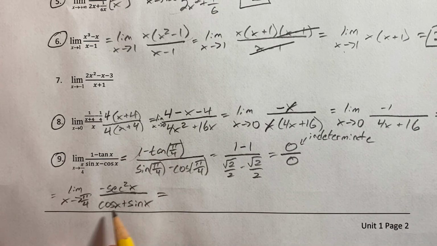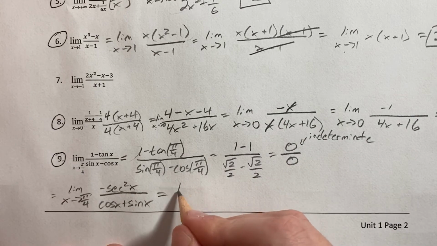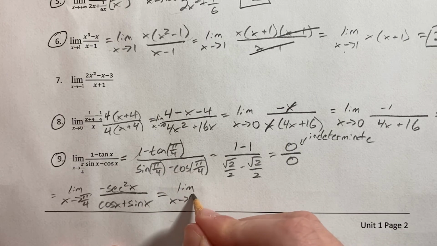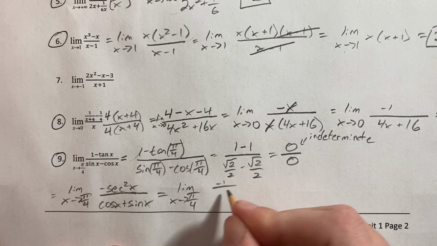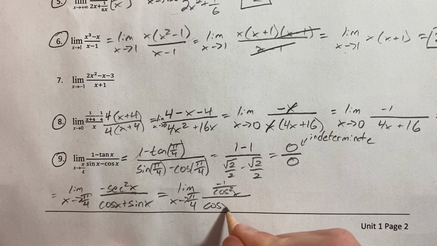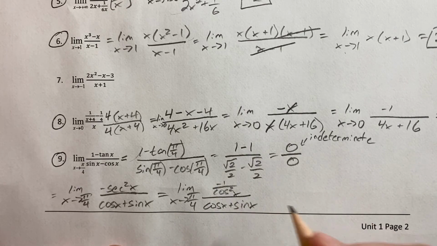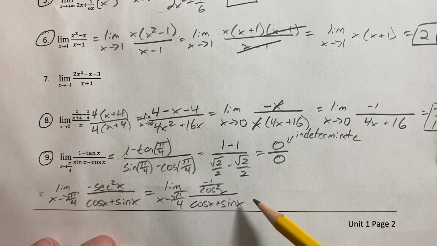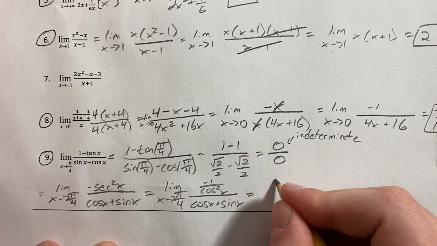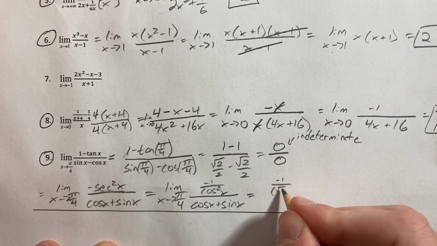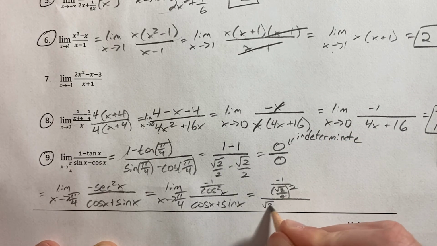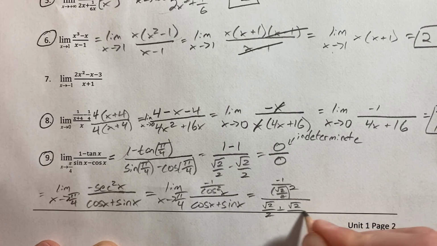We're going to simplify this a little bit easier for when we plug in pi over 4. So I'm going to turn that secant into a 1 over cosine squared. Negative 1 over cosine squared x over cosine x plus sine x. And at this point, you can luckily just plug in the pi over 4 to get your final answer. So negative 1 over root 2 over 2 squared over root 2 over 2 plus root 2 over 2.